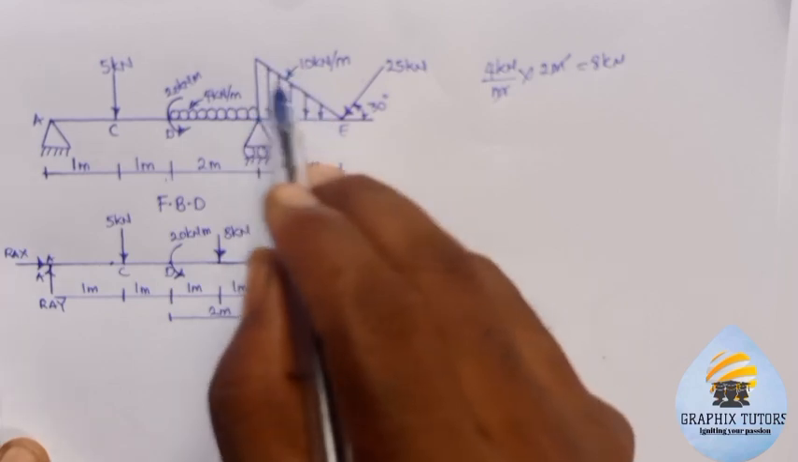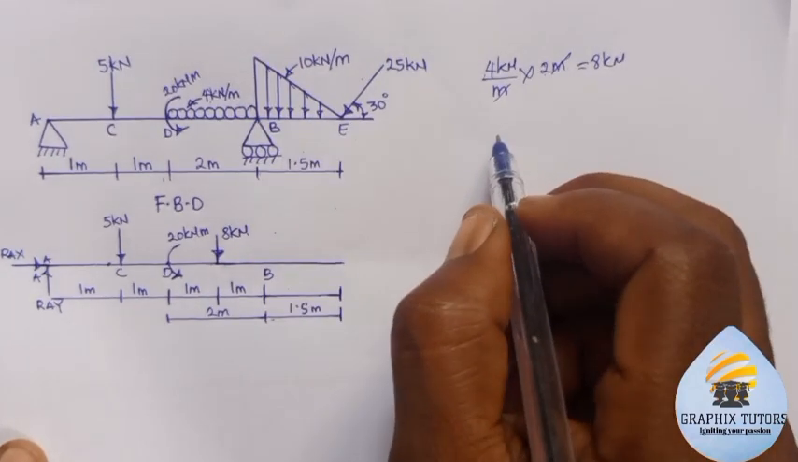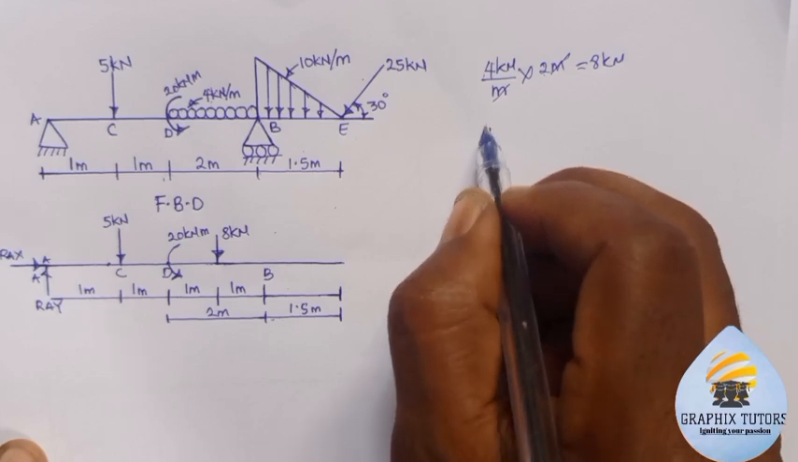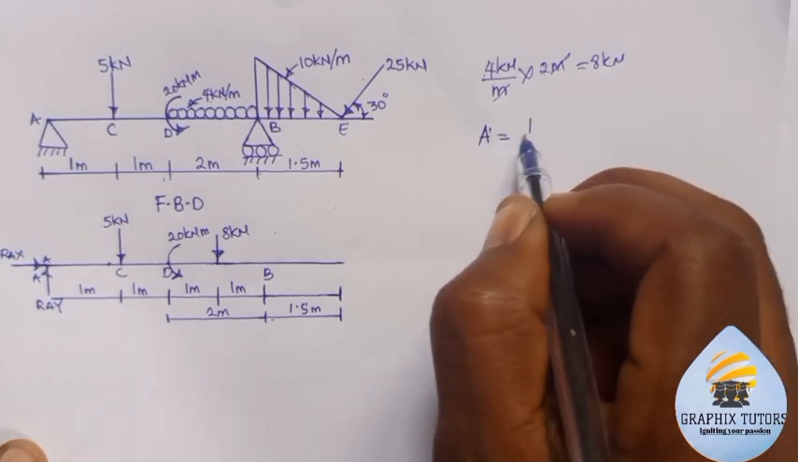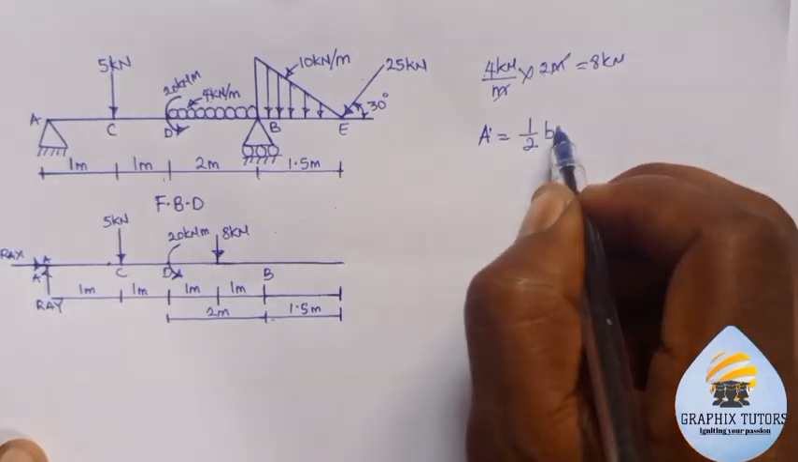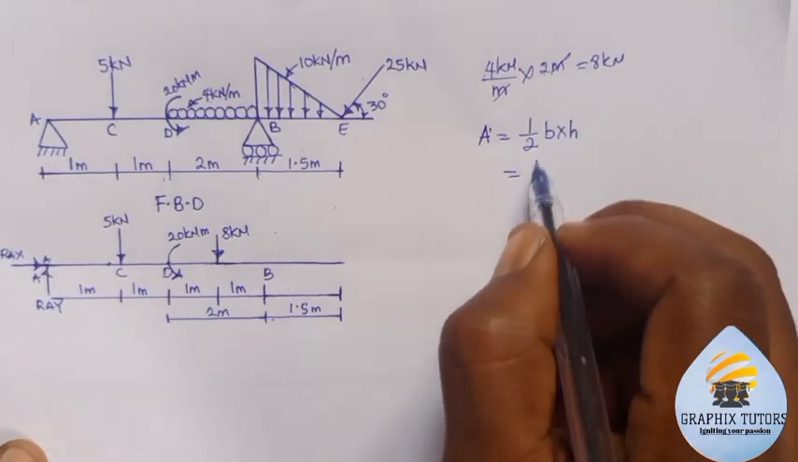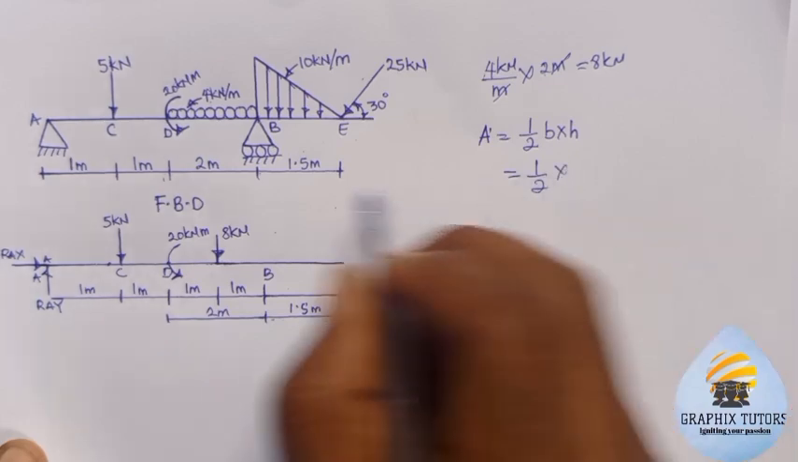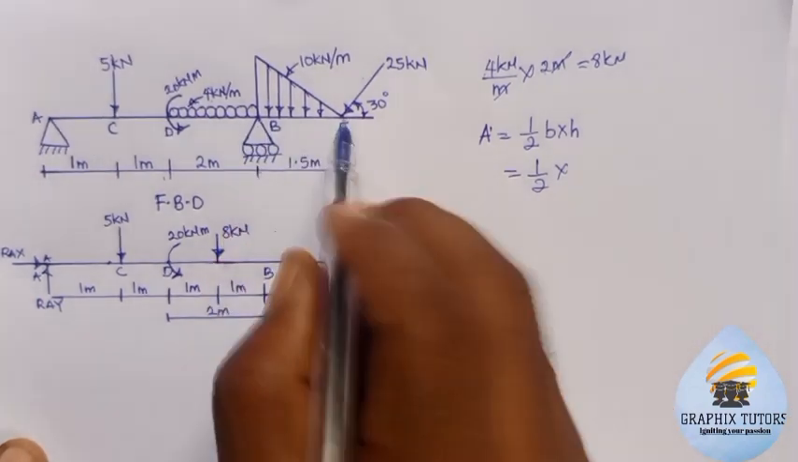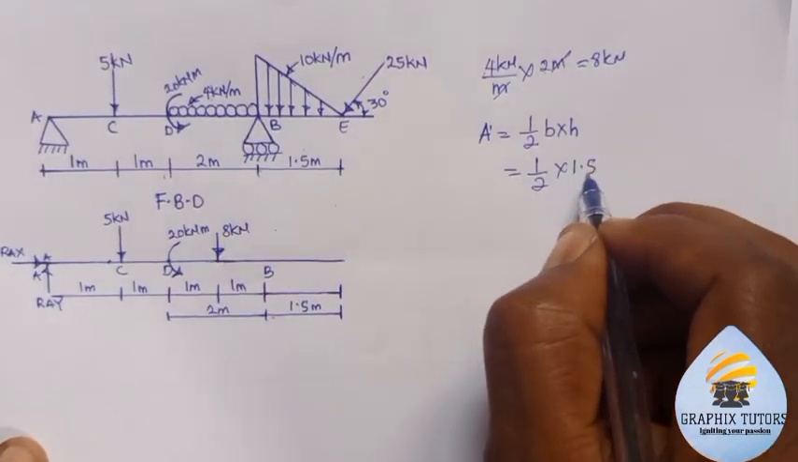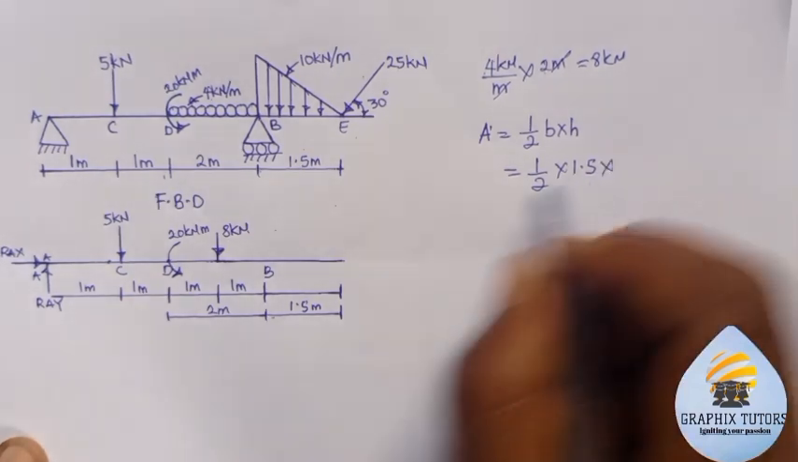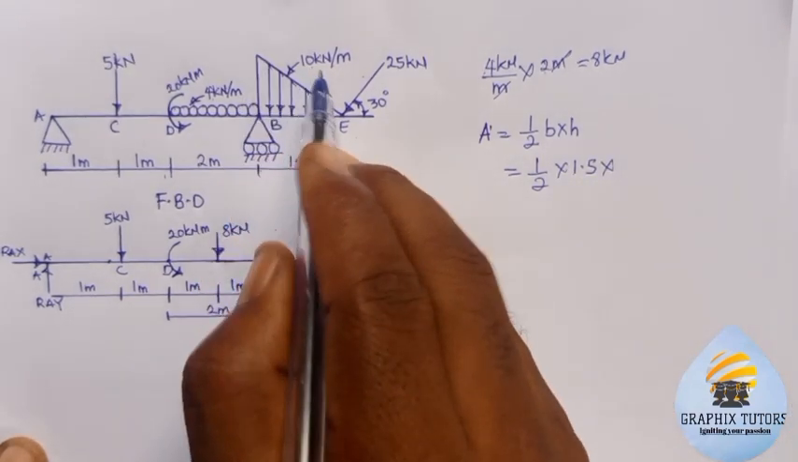This is a triangle, right? So I'll be having half base times height. So the area here will be equal to what? Half base times height. Now what is the base here? The base here is the total distance, which is what? 1.5. Right? Multiplied by the height, which is giving us the 10 kilonewton per meter.